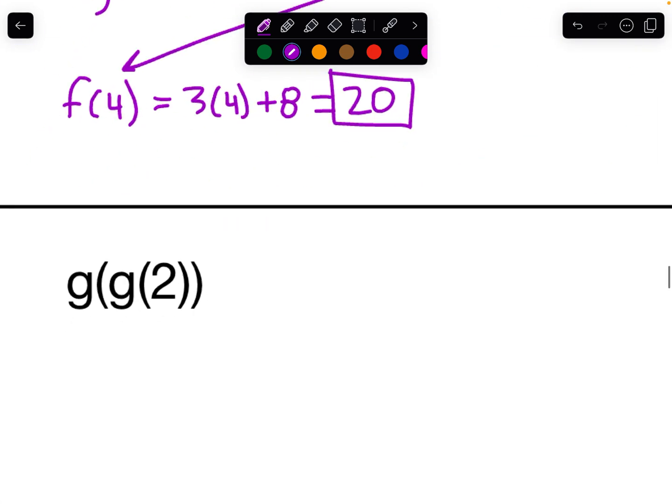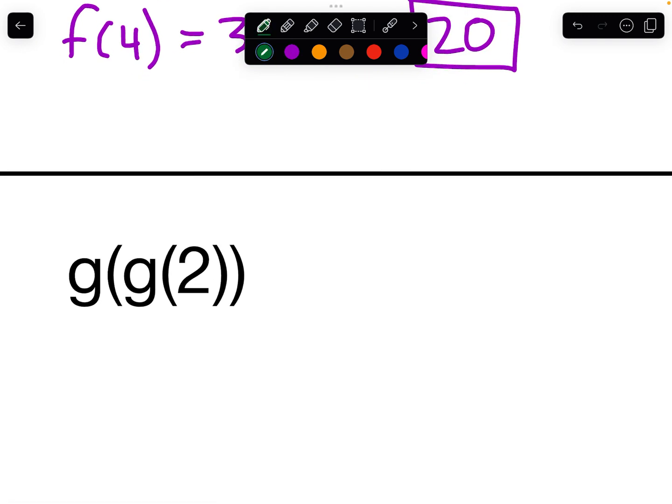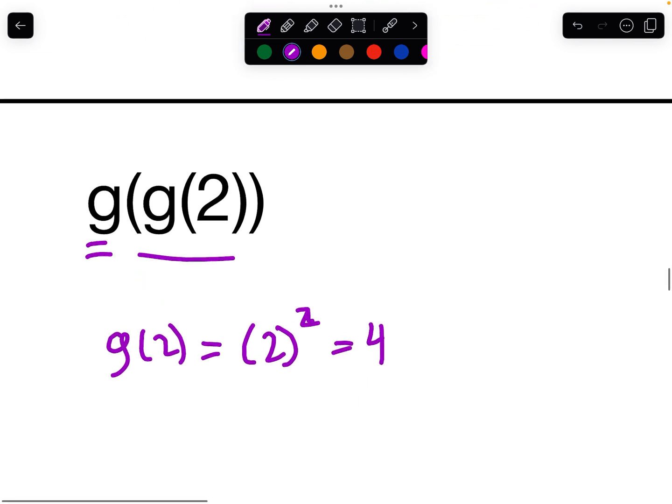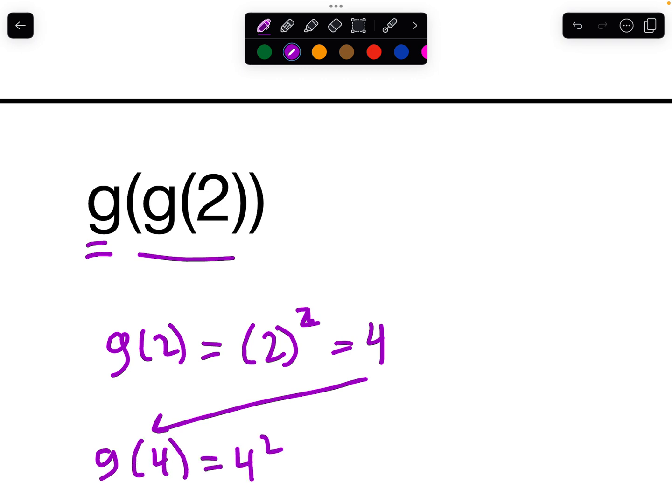Down here, we're composing a function with itself, which we can do. Let's find g of 2 first. g of 2 would be 2 squared, which is 4. And now we're going to take that and plug that number back into g. So that'll be 4 squared, which is 16. So you can compose a function with itself. We've done that here. This would be like applying a 10% discount repeatedly, basically, would be an example, I guess.